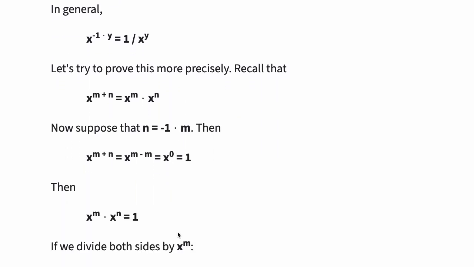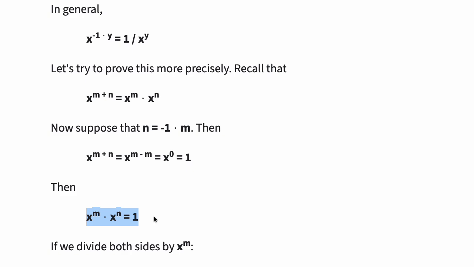Let's try to prove this more precisely. Recall that x to the m plus n is equal to x to the m times x to the n. Now suppose that n is equal to negative 1 times m. Then x to the m plus n is equal to x to the m minus m, which is x to the 0, which is 1. Then x to the m times x to the n equals 1.